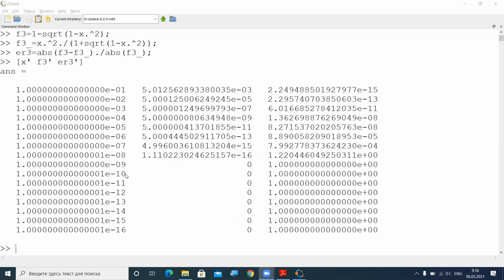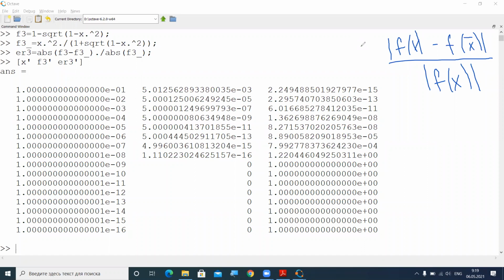I'm sorry, Professor, I have a question. Why do we use ABS when we write the error? So this is the absolute value. Is it clear? Yes, now I understand. The error is f(x) minus f approximated, for example, with respect to the given f(x). Okay, thank you. Not at all.